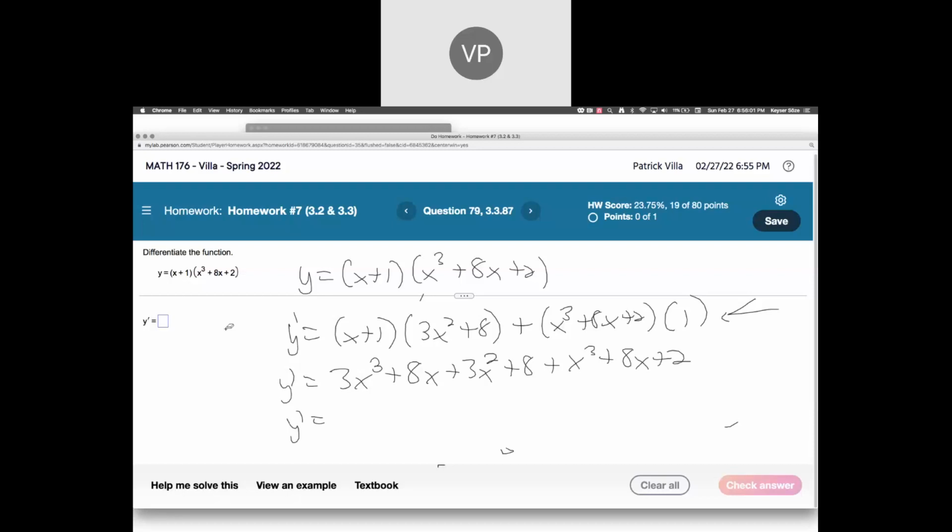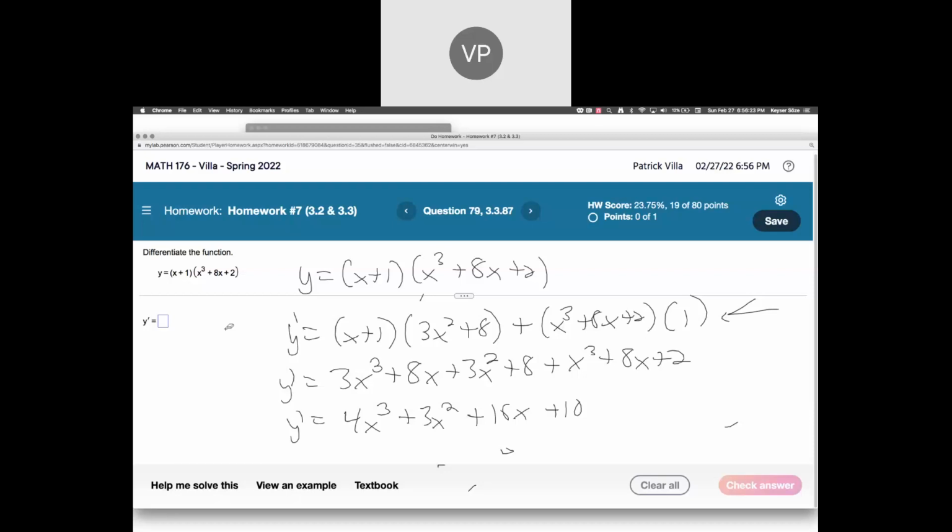And then simplify our terms. We have 4x to the third. We have a 3x squared. We have a 16x, and it looks like we have a 10. Okay, I ran that one kind of quick. I'm just going to check over my work real quick before I plug it in.